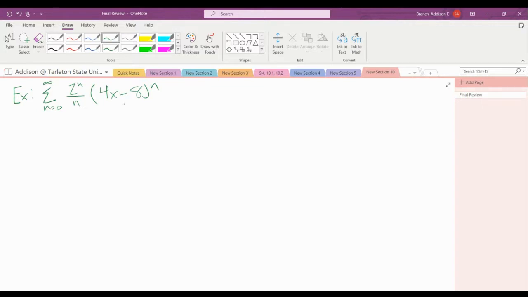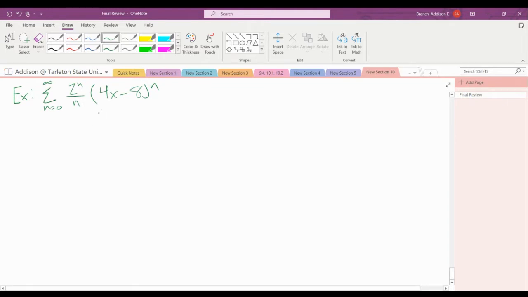So what we can do is go ahead and use our ratio test. That 1 over n may mess with us with the root test, so let's do a ratio test rather than our root test. But you can try this at home with a root test if you want to.